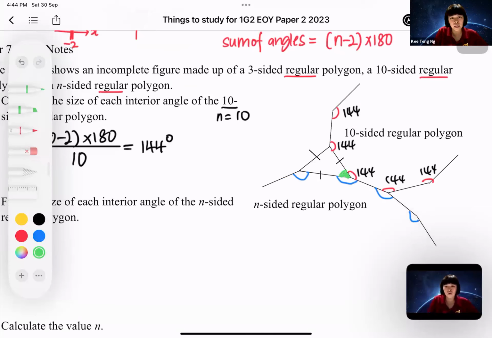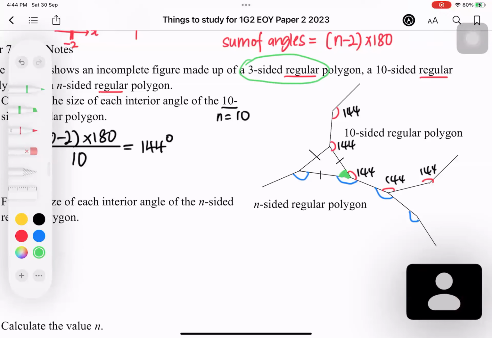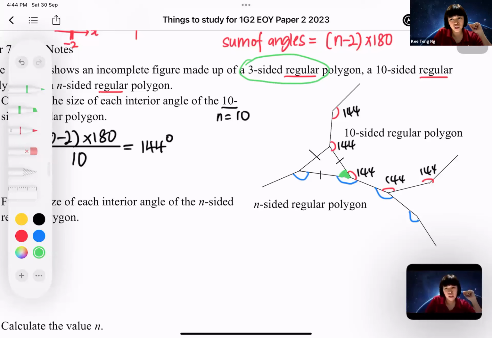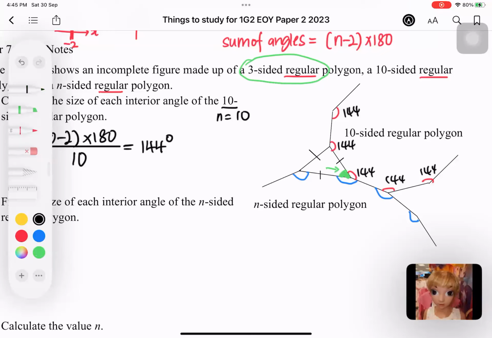Okay, this one over here is a 3-sided polygon. Anyone know another name for a 3-sided regular polygon? Equilateral. Yes, wonderful. Equilateral triangle. The angles in a triangle add up to 180, and the 3 sides are the same. What angle is this? 60. Yes, very good. This is 60 degrees.